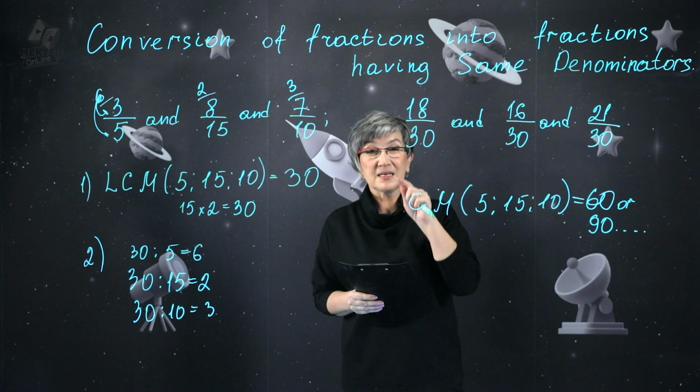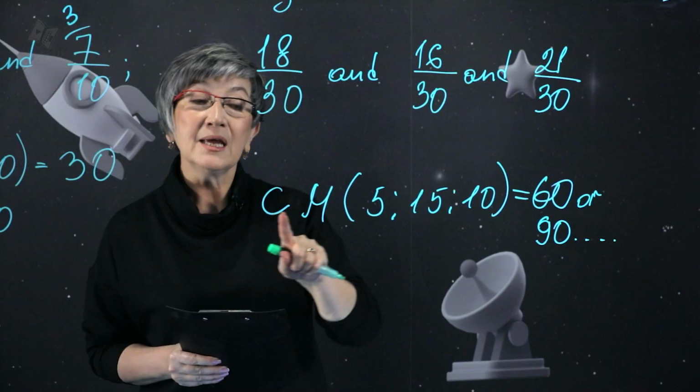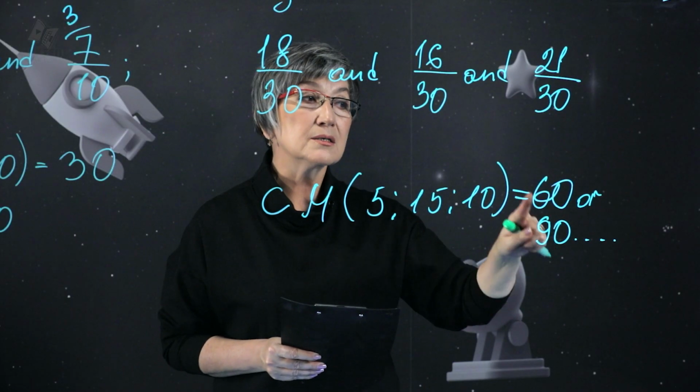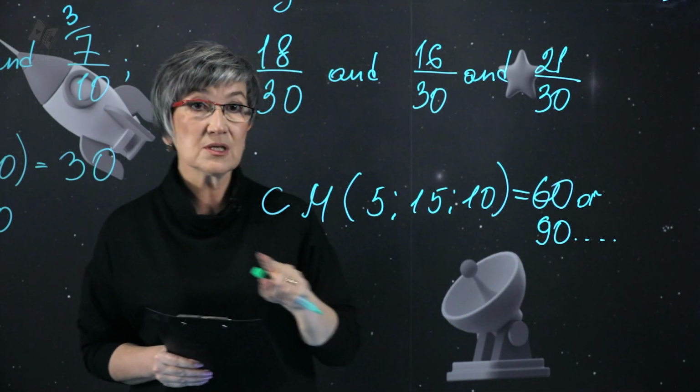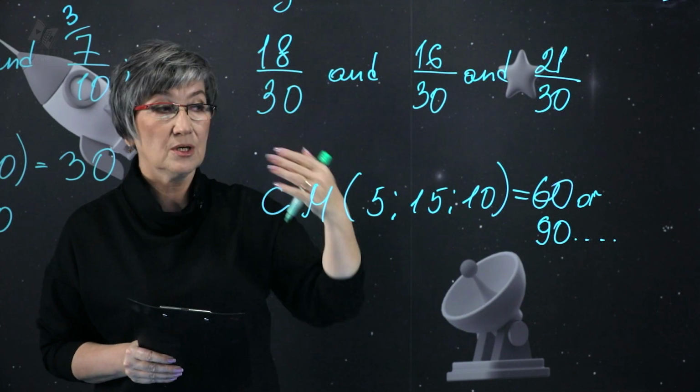We'll break down these actions with you, bringing them to the lowest common denominator. However, if you reduce it to 60 or 90, there will be no errors during the process of execution. The only thing is, the numbers will be larger.